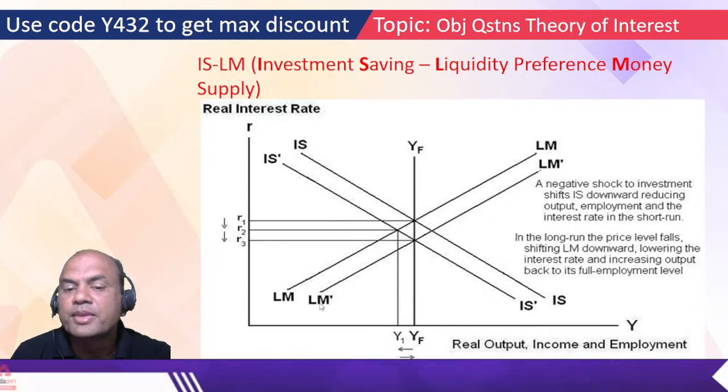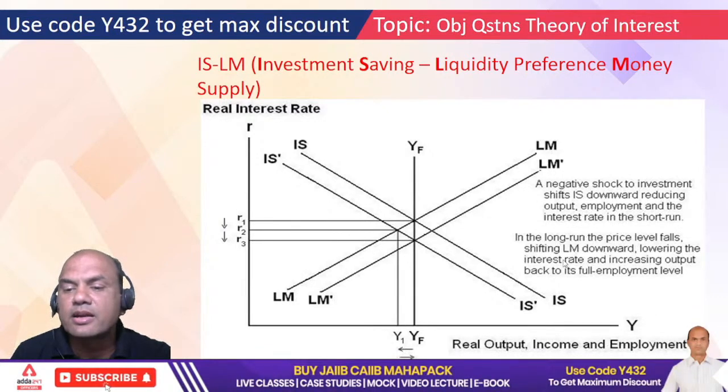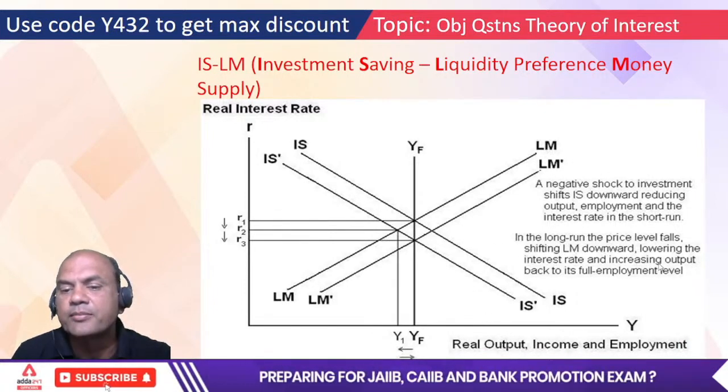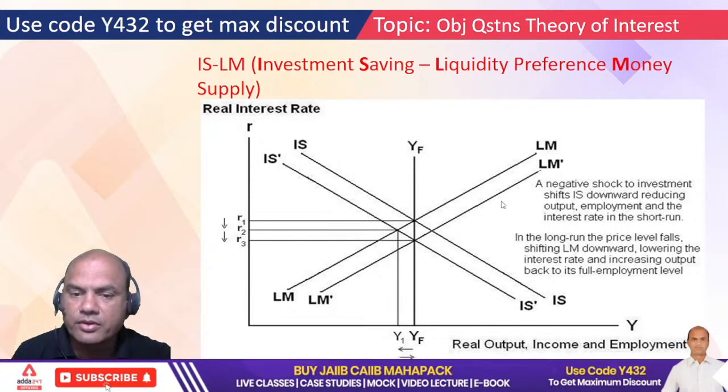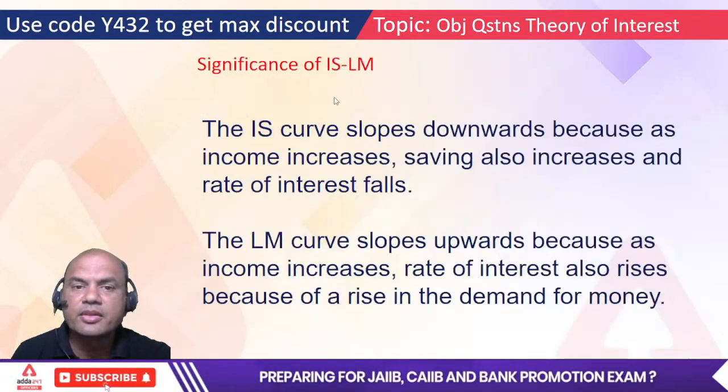Downwards means what? It's actually moving towards higher output, isn't it? So it's shifting the LM curve downwards, lowering the interest rate and increasing the output, isn't it? It's falling downwards means what? It's moving towards the right. As this LM curve moves towards the right, this is called a shifting of the curve. So as this moves towards the right, we'll have more GDP, isn't it?